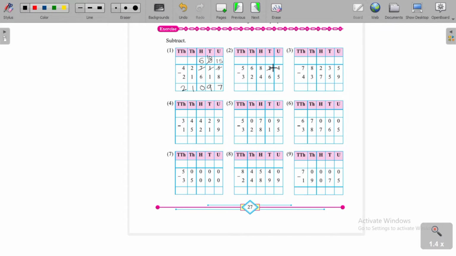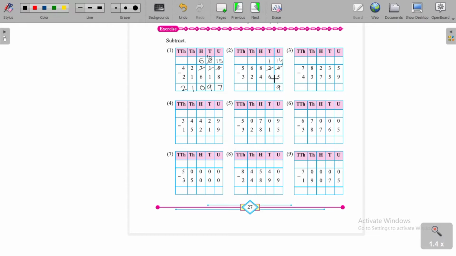These two tens, they become 1 ten. And we have borrowed 1 ten, that is 10 units. So those 10 units and these 4 units together, they make 14 units. 14 minus 5 is 9.